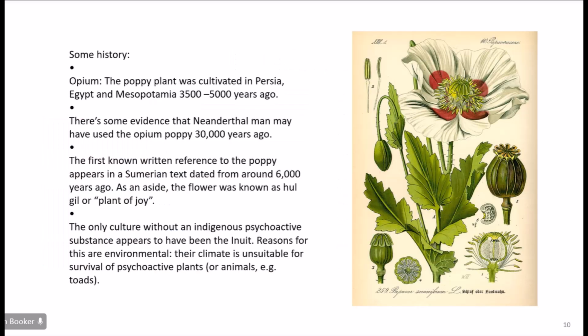A bit of history. Opium, the poppy plant, was cultivated in Persia, Egypt, and Mesopotamia 3,500 to 5,000 years ago. There's some evidence that Neanderthal man may have used the opium poppy 30,000 years ago. The first known written reference to the poppy appears in a Sumerian text dated from around 6,000 years ago. As an aside, the flower was known as Hul-gil, or plant of joy.